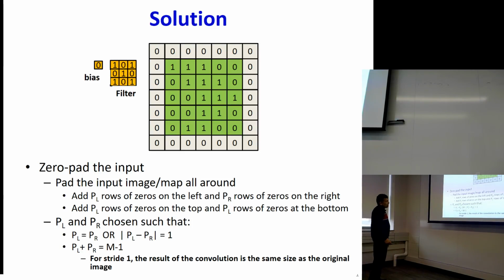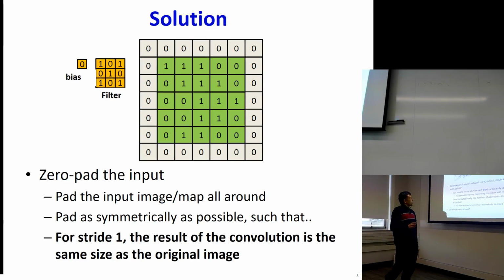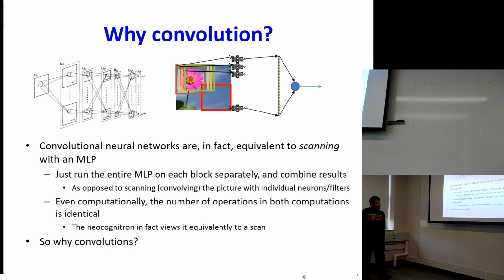So for example, if your filter width is size 5, you're going to lose 4 layers. So you'd pad 2 columns of zeros on either side, and similarly 2 rows of zeros on top and bottom. If your filter is width 4, you're going to lose 3 layers, right? 3 columns. In which case you're going to put 2 columns of zeros, one on one side and 1 column on the other, and so on. So if you do this, the result of the convolution is going to be the same size as the original image. Now, again, convolutional networks are in fact equivalent to scanning with an MLP, right?